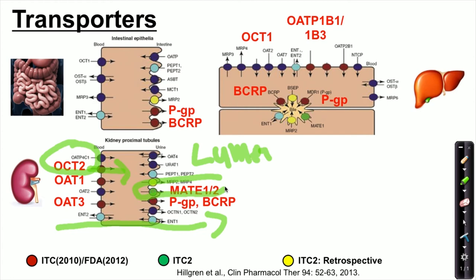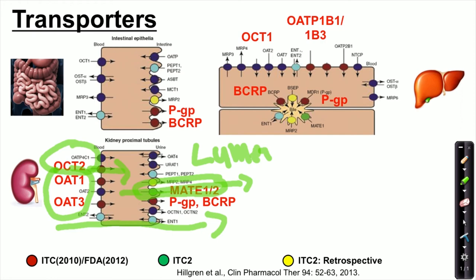For anionic drugs or acidic molecules, organic anion transporter 1 and 3, OAT1 and OAT3, move the drugs from the blood into the proximal tubule cell, and then those drugs may move out by a variety of different transporters, maybe PGP, BCRP, and some other transporters here.